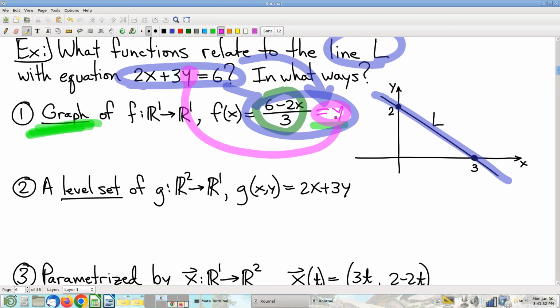So, neat trick. If you want to find the function whose graph is a given curve, then what you're going to do is take the equation that you're given and solve for one of the variables. And in a case like this, if you can, all else being equal, solve for y, because we typically think of y as a function of x.